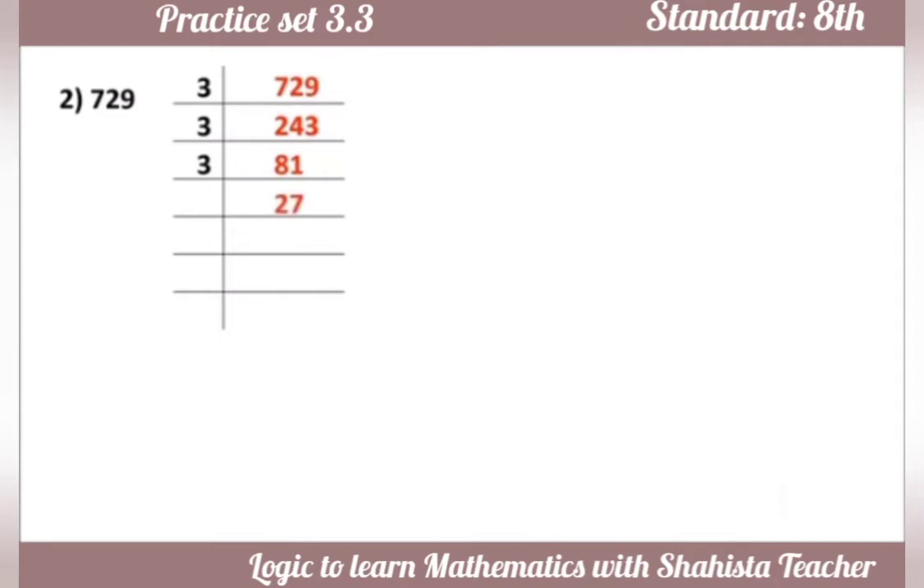So 3 multiply by 27 gives us 81. Again divide by 3. So 3 9s are 27. Is that clear? Divisible by 3. Now again 3 3s are 9. After dividing we get 3. So 3 1s are 3. Now here how many times 3 are we getting? Total six 3s. So 729 is equal to 3 into 3 into 3 into 3 into 3 into 3.